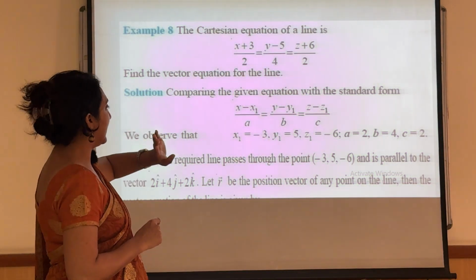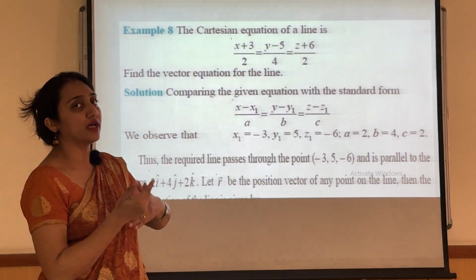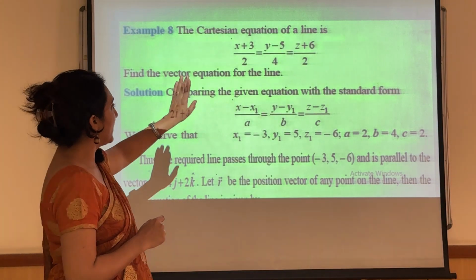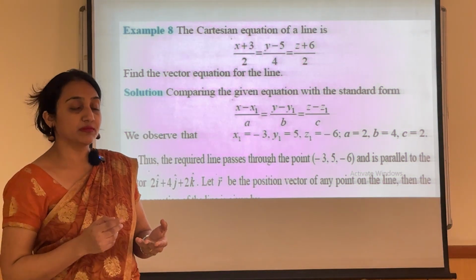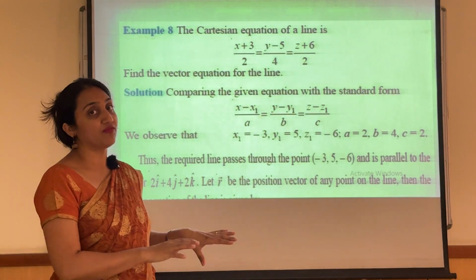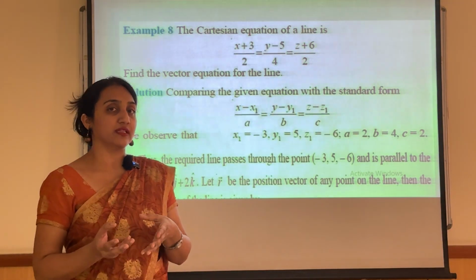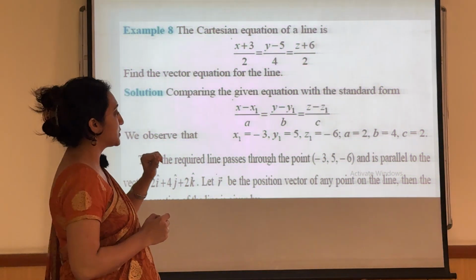The Cartesian equation of the line is given. Now the question has gone to the other form. The Cartesian equation is given, we have to find the vector equation. Sometimes the question comes this way also, you are given the equation in one form, you have to find the equation in the other form, as we have in the question here.